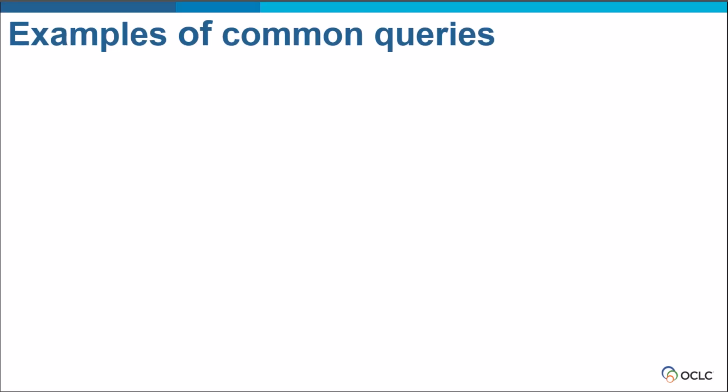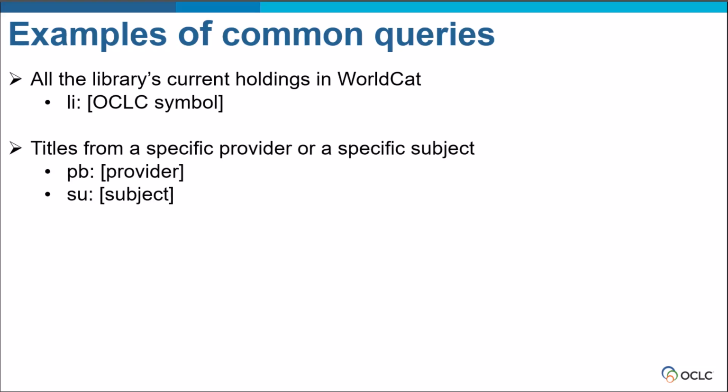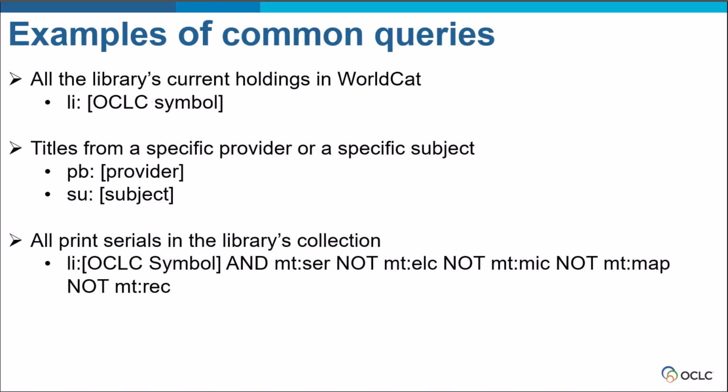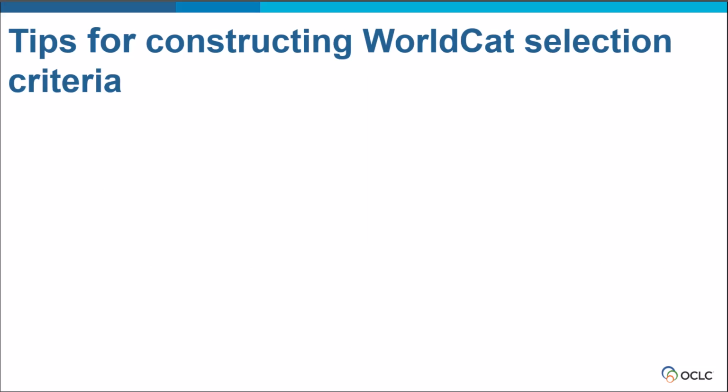Libraries create query collections for a variety of purposes. In addition to retrieving records for all current holdings in WorldCat, libraries often use query collections to obtain records for titles from a specific provider or subject, records for all print serials in the library's collection, or records across multiple OCLC symbols. Here are some tips for constructing WorldCat selection criteria to meet your library's needs.